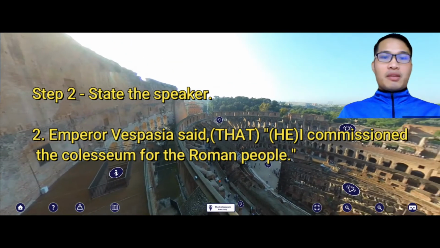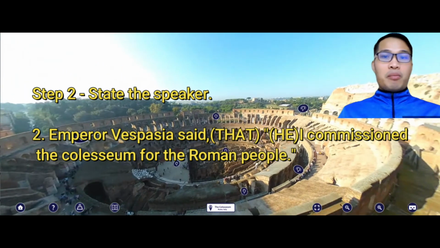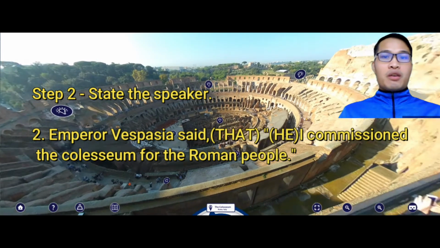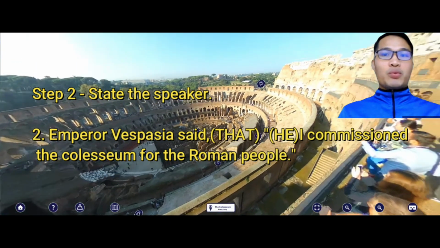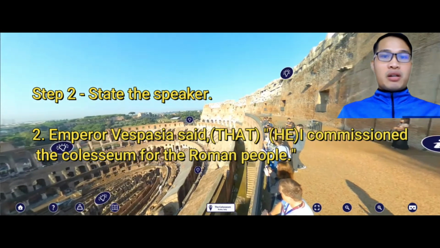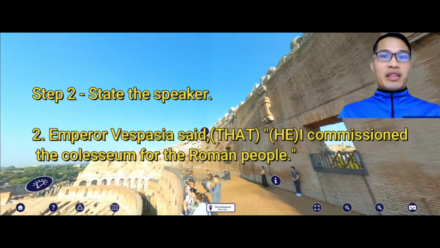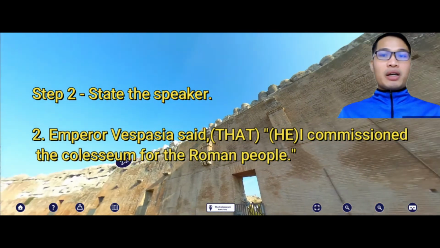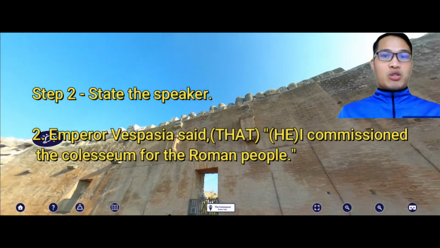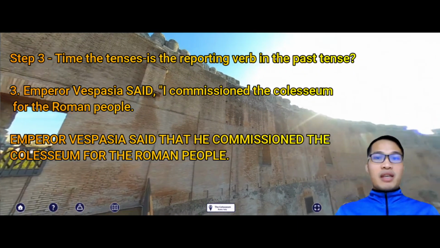Number 2, state the speaker. In this sentence, who is the speaker? It is Emperor Vespasian himself. So applying step number 1, we're going to change I into he and retain the speaker as Emperor Vespasian and then add the word that. Of course, we're going to remove the comma and the quotation mark because we are changing into indirect speech.